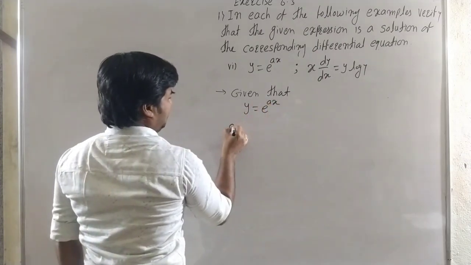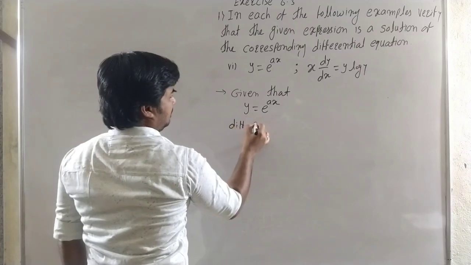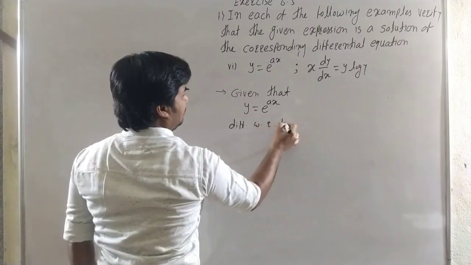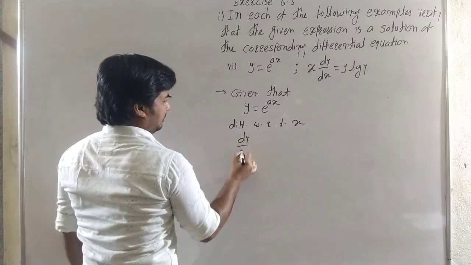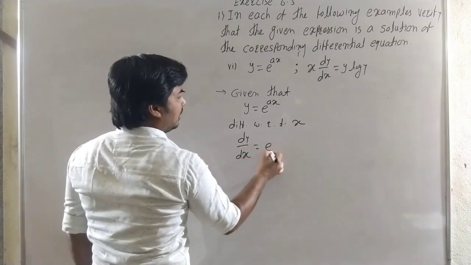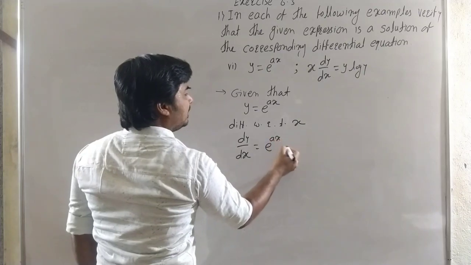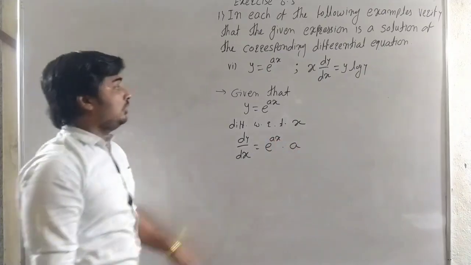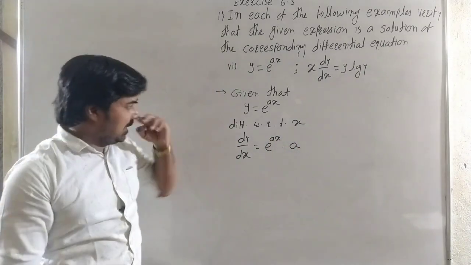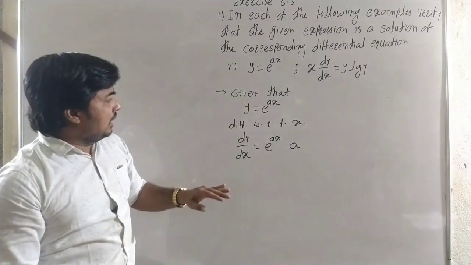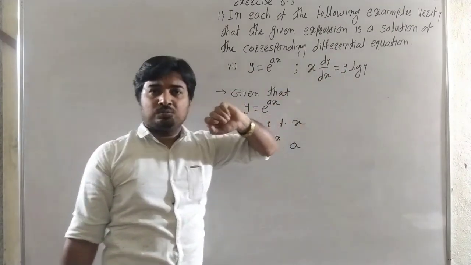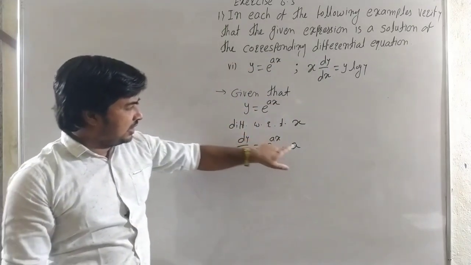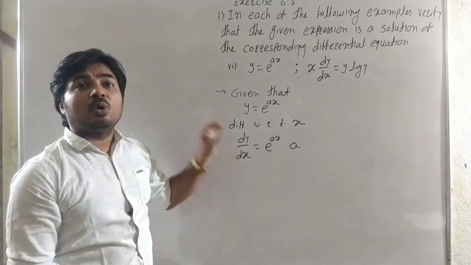Now differentiate with respect to x. dy by dx is equal to e to the power ax into a. It is the derivative of e to the power ax. Okay, it is the first derivative, but our last answer is x dy by dx is equal to y into log y. Here we want log y.